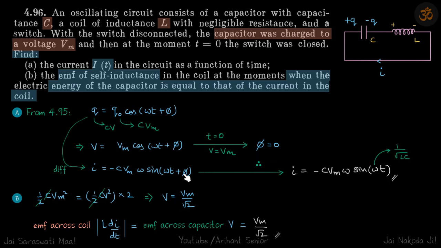So we put φ = 0 here also, and we get current I = -CVm ω sin ωt. And ω we have again seen in the previous problem, it is 1/√(LC). So this is the current as a function of time.